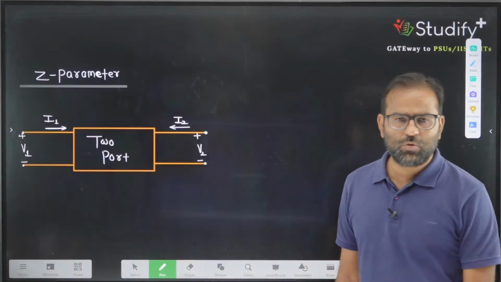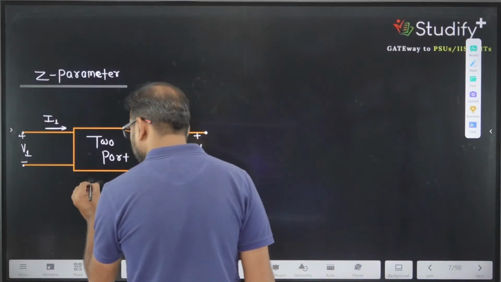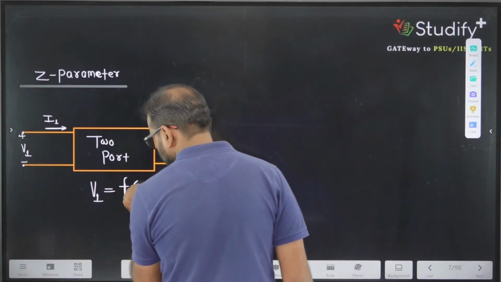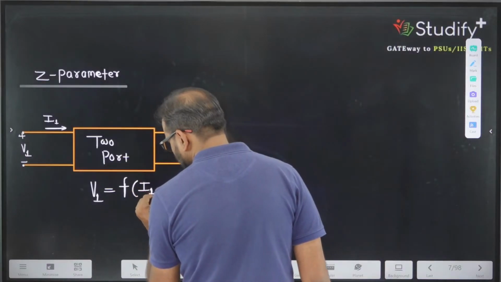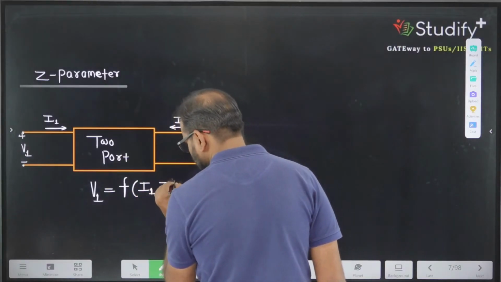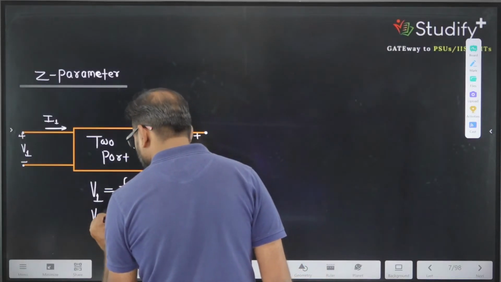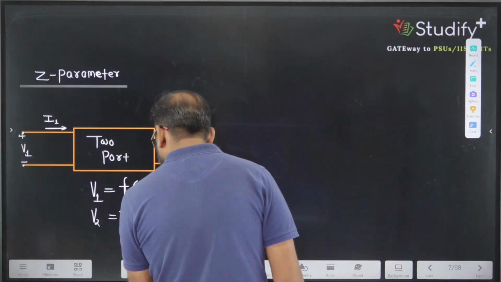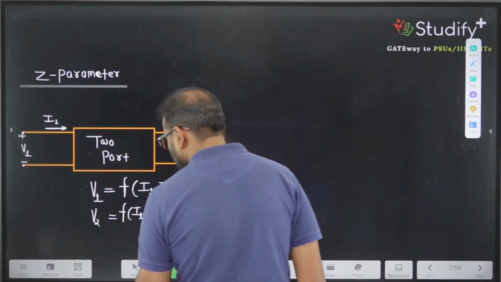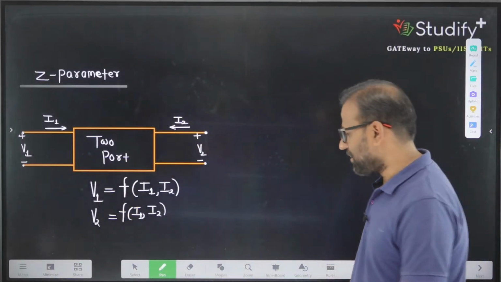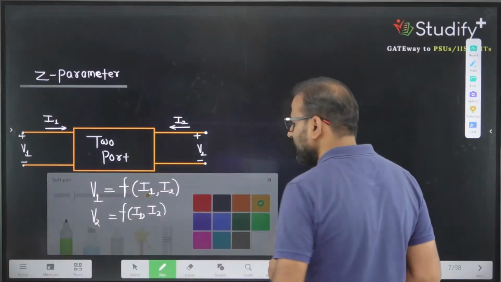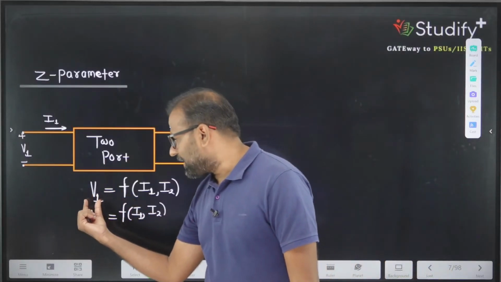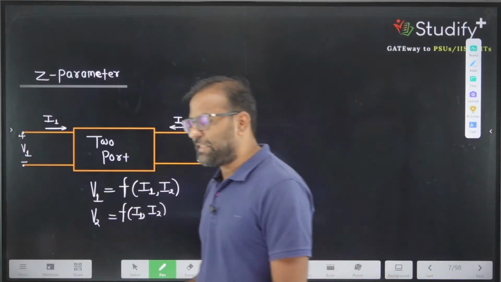What I want to do with this two-port network, I want to write V1 as a function of I1, I2 and V2 as function of I1, I2. If I write this, then this parameters will be Z parameter. So in this case, which one is independent variable? If I am writing V1 as a function of I1 and I2, so V1 is dependent variable while I1 and I2 are independent variable.